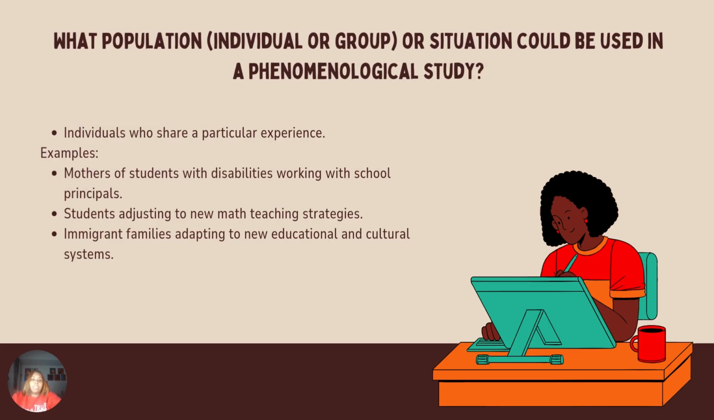What populations, individual groups, or situations could be used in a phenomenological study? It works well with individuals who have a shared particular experience, maybe mothers of students with disabilities working with school principals, or even students who are adjusting to new math teaching strategies. If you want to get really granular, immigrant families adapting to new educational and cultural systems. Anything that allows you to get a perspective of a central understanding of an issue is the best population to go with when doing a phenomenological study.